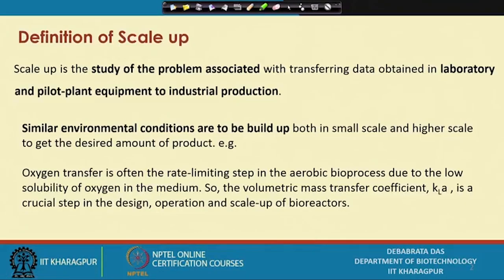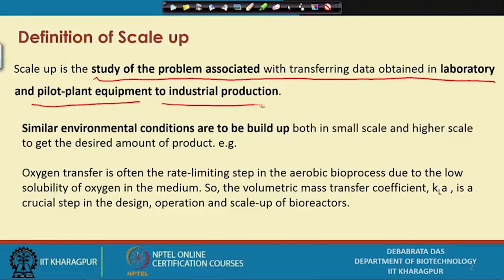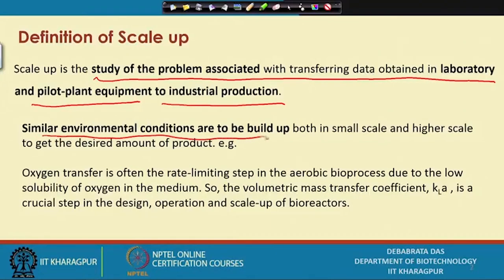Let us start with the definition of scale up. Scale up is the study of the problems associated with transferring data from the laboratory to pilot equipment to industrial production. What I want to tell you is that we cannot simply use the operational conditions we have in the smaller reactor in the bigger fermenter. The operating conditions will be changed so as to maintain a similar type of environment. So scale up deals with that. The main purpose is that similar environmental conditions are to be built up at both the small and the higher scale to get the desired product.